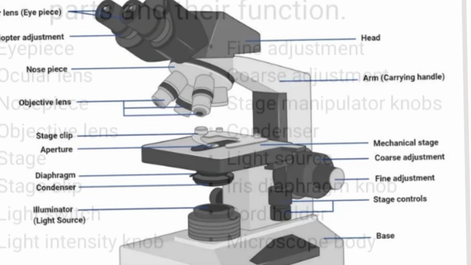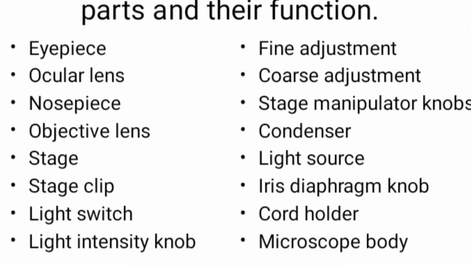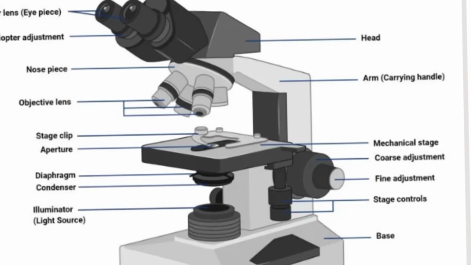Lastly, the microscope body. Location: main structure of the microscope. The function: the microscope body houses all the components of the microscope, including the optical system, stage, and controls.